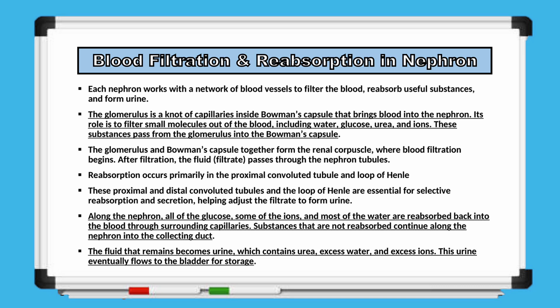The substances that are not reabsorbed continue along the nephron into the collecting duct. The remaining fluid becomes urine, containing urea, excess water, and excess ions, which eventually flows to the bladder for storage until it is excreted from the body.